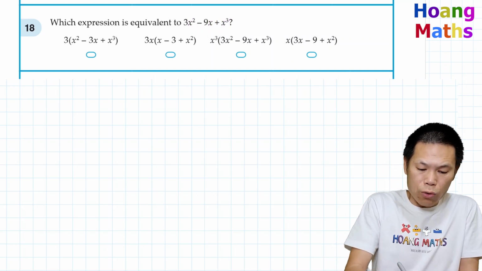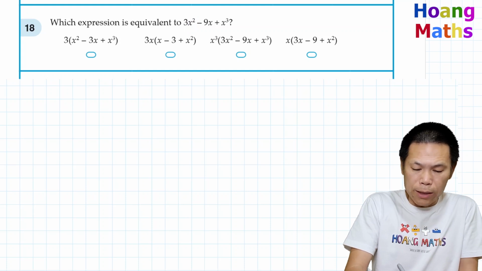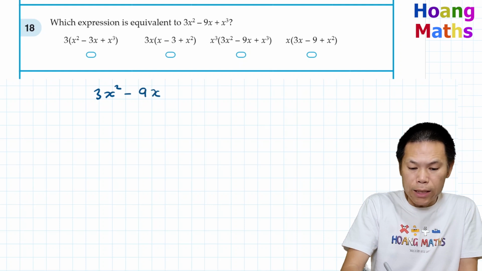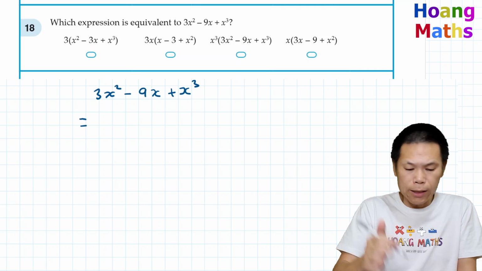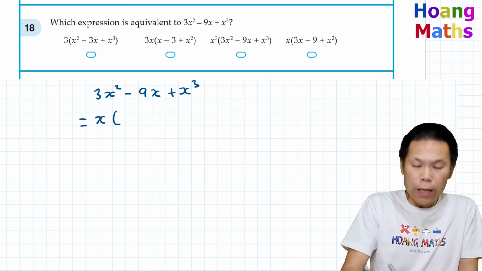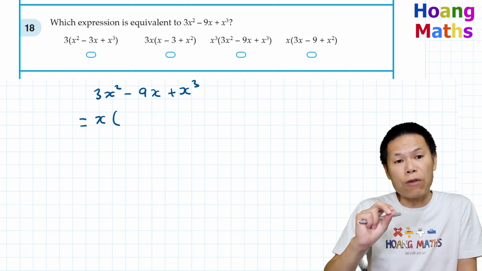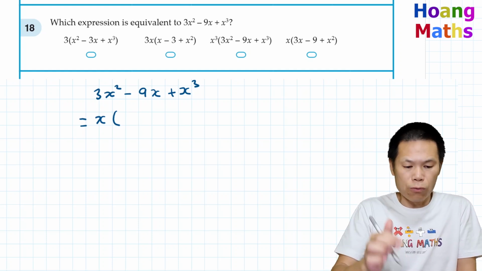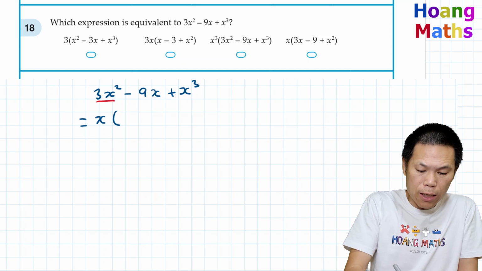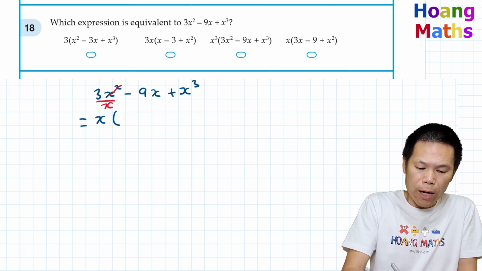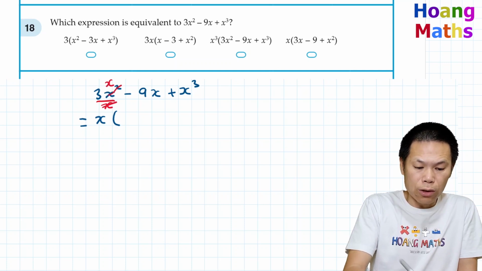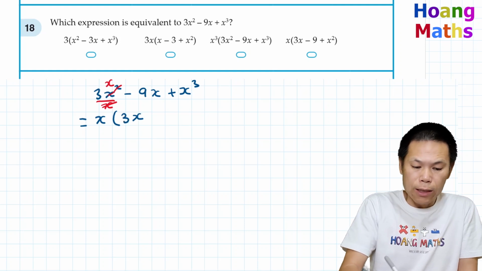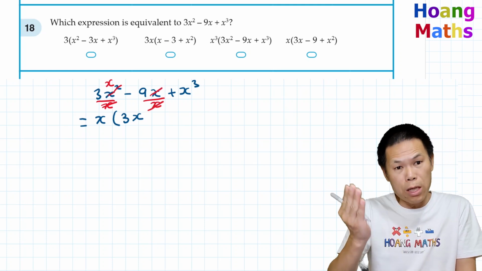So let me just write out the question on this space here first. 3x squared minus 9x plus x to the power of 3. The common factor is x, so I take the x out. And then remember, if we factorize, we divide. Expand, we times. Remember that. So I divide this by x. x squared divided by x gives me x, so this is 3x. And then we divide this by x, so that cancels out. So gives me 9.